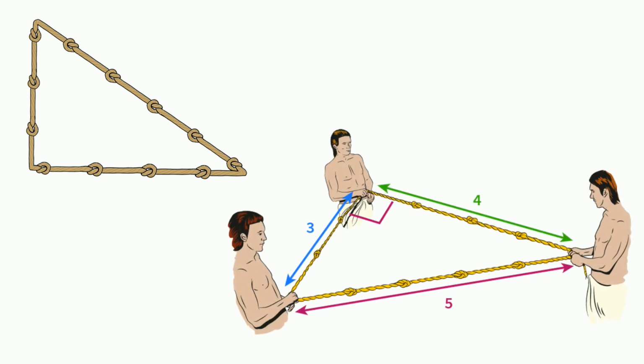First, they tie up this rope into lengths of equal segments. Using these segments, we have edges of length 3, 4, and 5. The opposite angle from the length 5 is exactly a right angle.